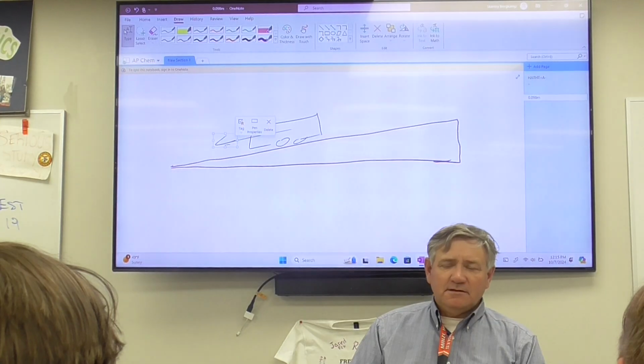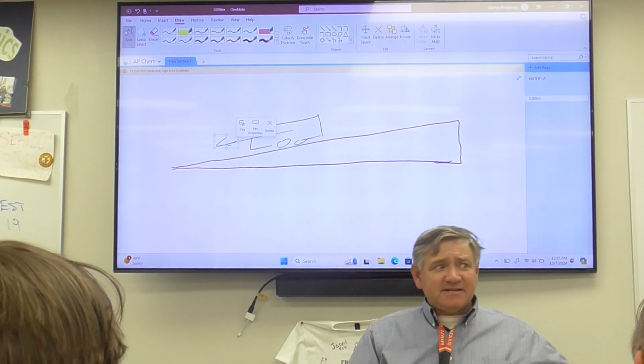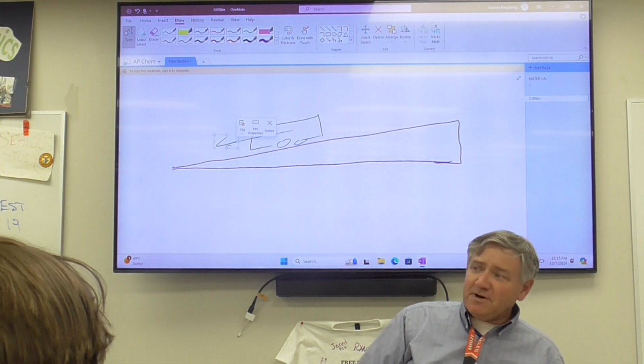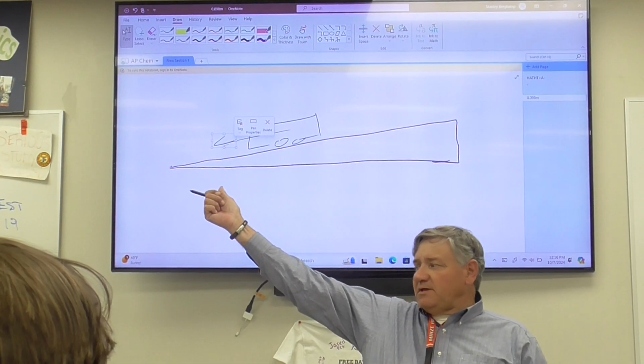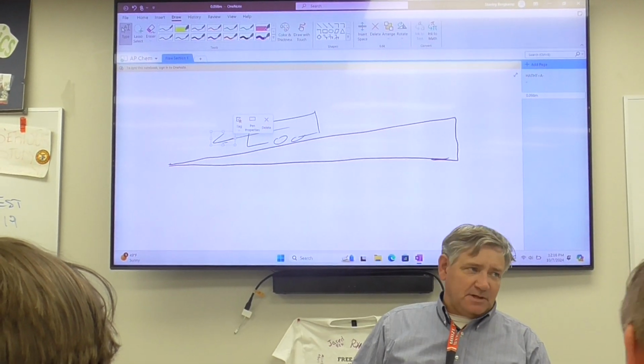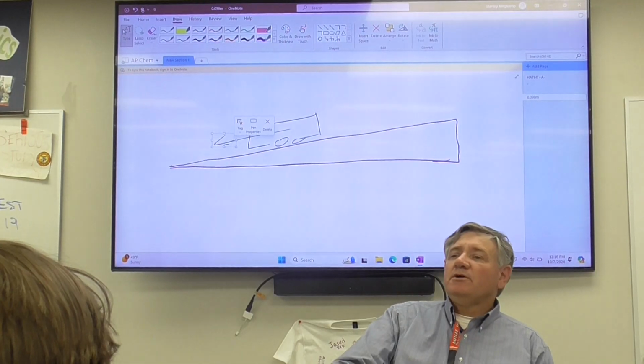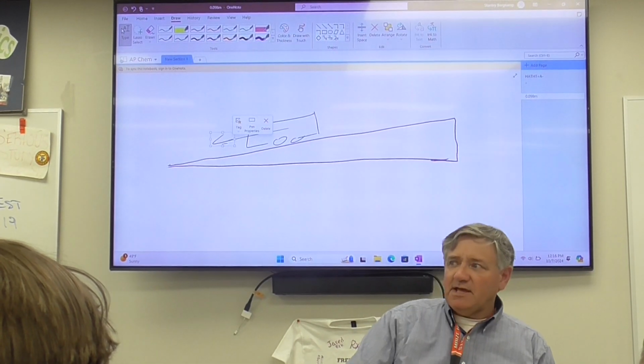Landon. Negative. Negative. Because that's what's acting down the inclined plane. Your force parallel is not making you go up the inclined plane. Your force parallel is acting down the inclined plane. So you know your force parallel is going to be a negative value.